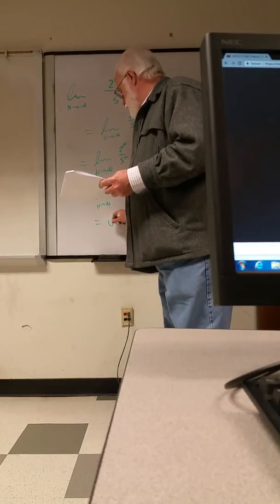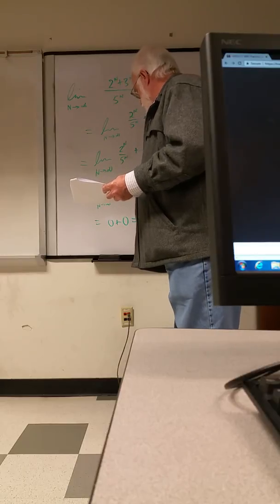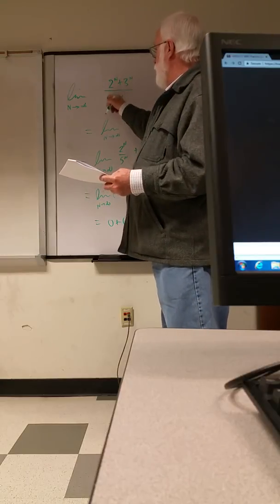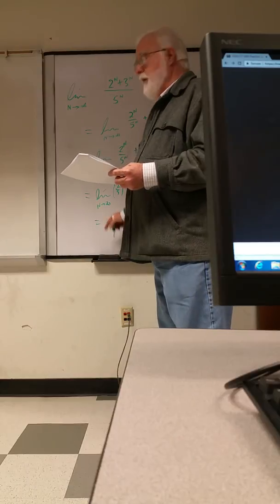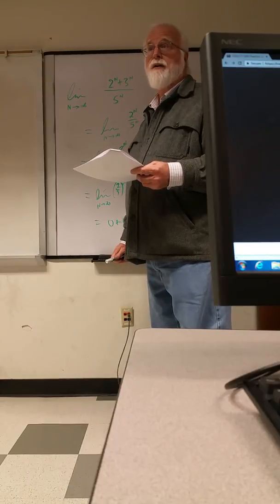So this is 0 plus 0, which is 0, and that means that these are not the same big theta class. If they're the same big theta class, the limit will yield a non-zero constant.